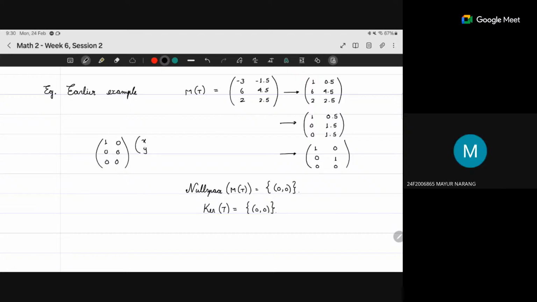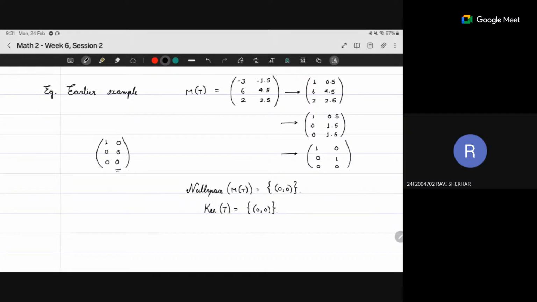So what is the null space of a matrix whose RREF is this? It is x equal to 0 only, and y can take any value. So how will you determine how many linearly independent elements there are in your null space? It is the number of independent variables, or non-pivot variables.